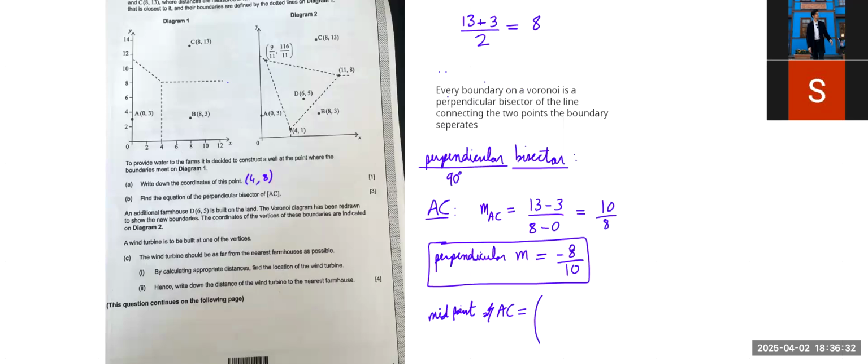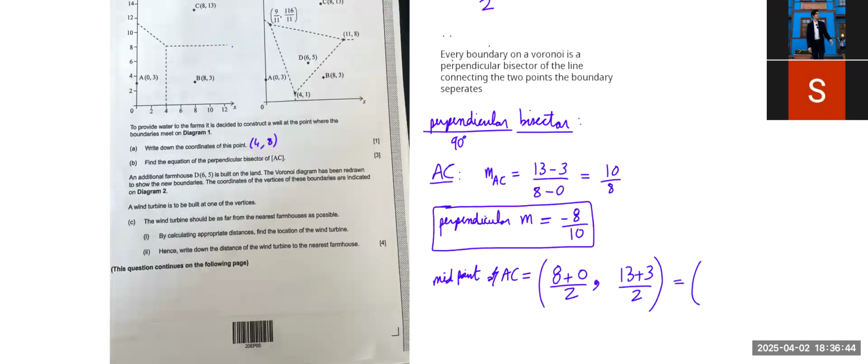For the x coordinate of the midpoint, simply add the x values, so 8 plus 0 over 2. And for the y coordinate of the midpoint, just add the y values together and divide them by 2, which gives you 4, 8. That is the midpoint. So you found a point on your perpendicular bisector and you found the slope of your perpendicular bisector.